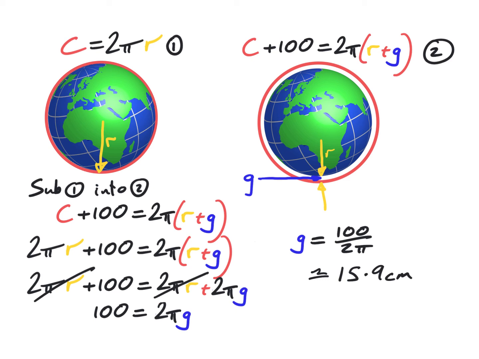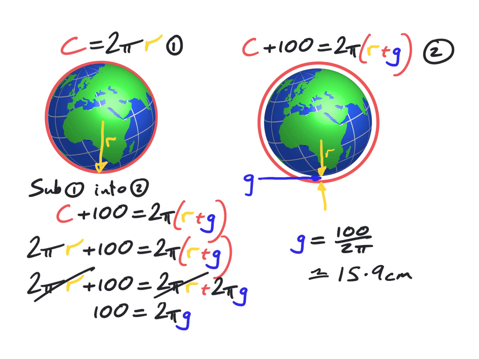We added a meter onto this rope. It was wrapped around the surface of the earth. We added a meter to it, just 1 meter. And then we pulled it away from the surface of the earth. And the gap between the surface of the earth and the rope is 15.9 centimeters.